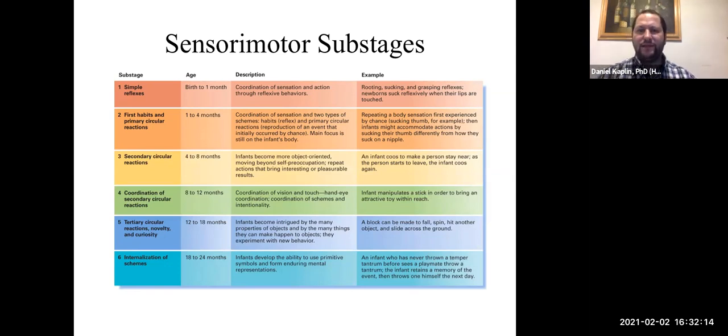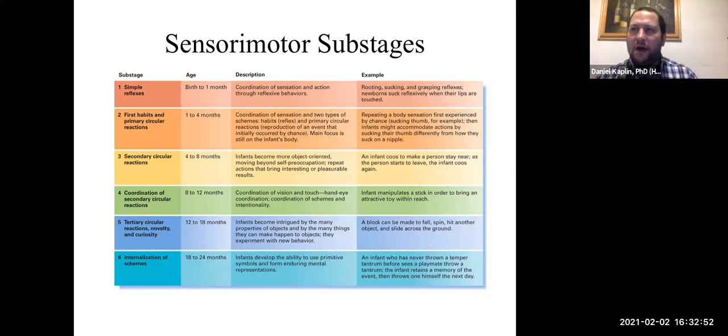A reflex is an unlearned response. It does not need to be taught. You naturally do it. There are many types of reflexes. The rooting reflex. The rooting reflex in infancy is if you stroke a baby's cheek, they're going to turn their head towards you in an attempt to latch onto a nipple and feed. The sucking reflex, the grasping reflex.